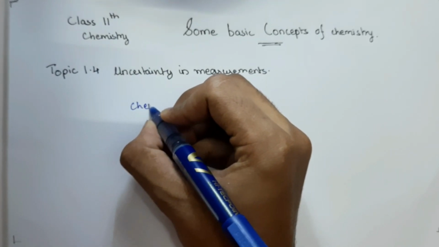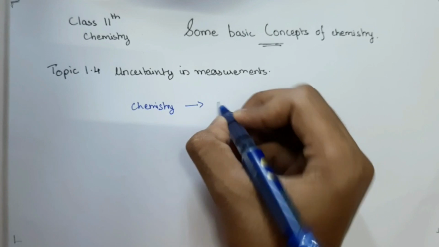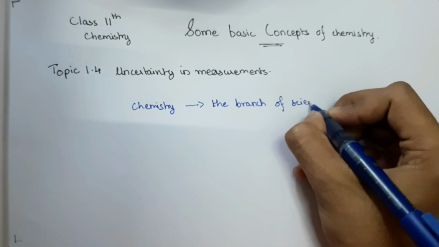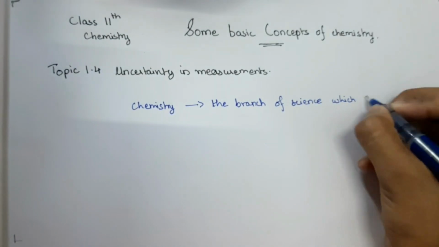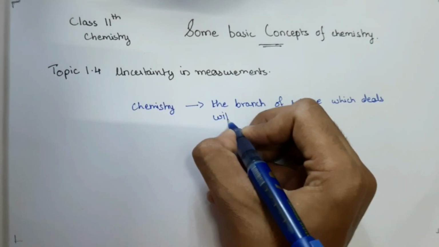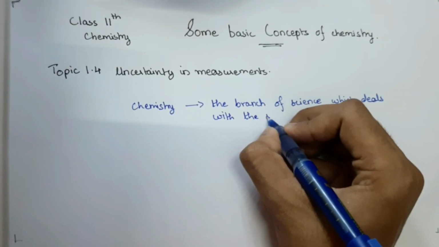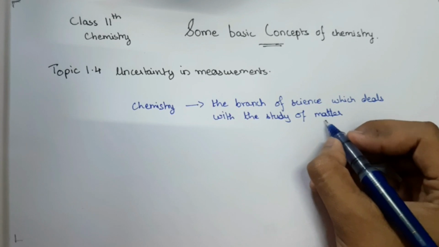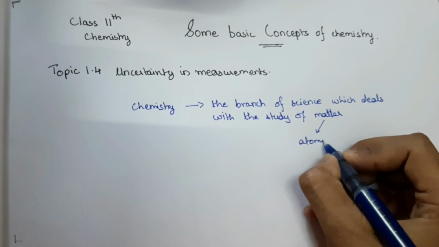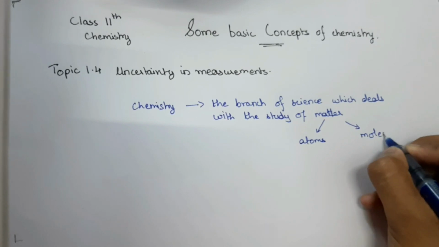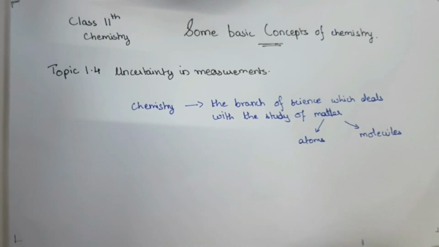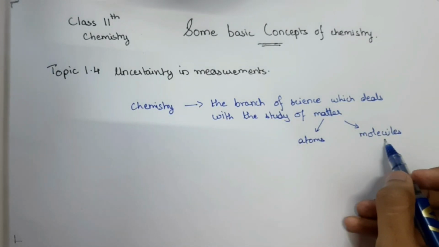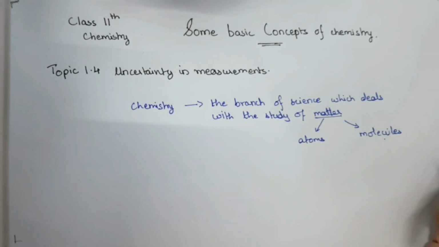So to start off, we need to understand what chemistry really is. Chemistry is the branch of science which deals with the study of matter. So matter is made up of atoms and molecules. So we can say that chemistry is also the branch of science which deals with atoms and molecules, because matter is made up of atoms and molecules itself.